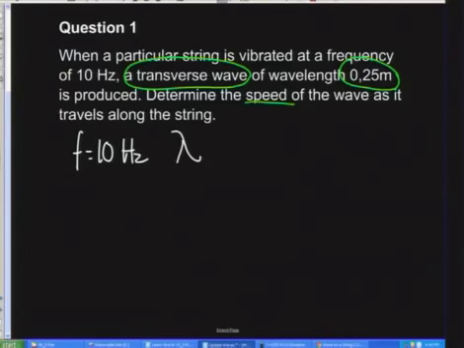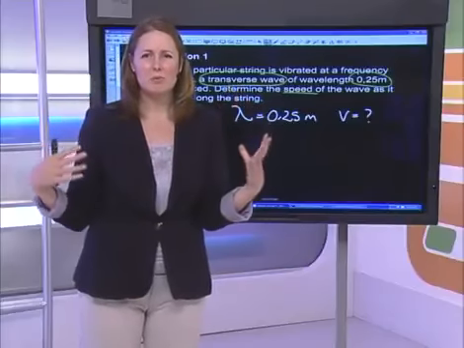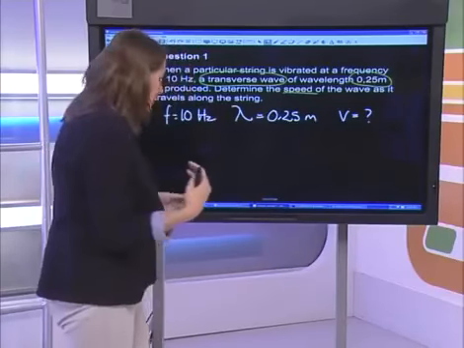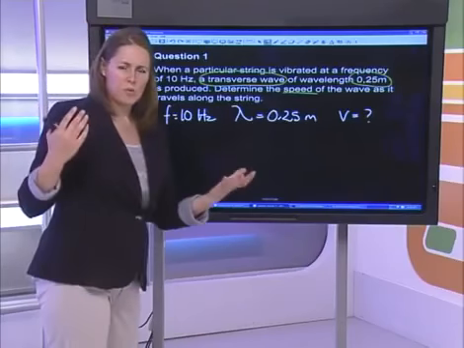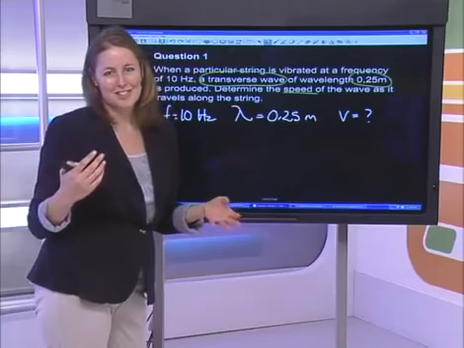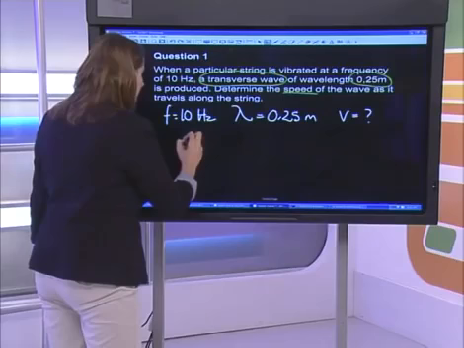Lambda is equal to 0.25 meters, and they ask us to calculate the speed. I always write that type of a list because it helps me to interpret what's happening in the question. Okay, so you've got a list of values, and you can ask, what equation should I use to tackle this? Maybe you've got a data sheet, and you can go across to that and find your equation.